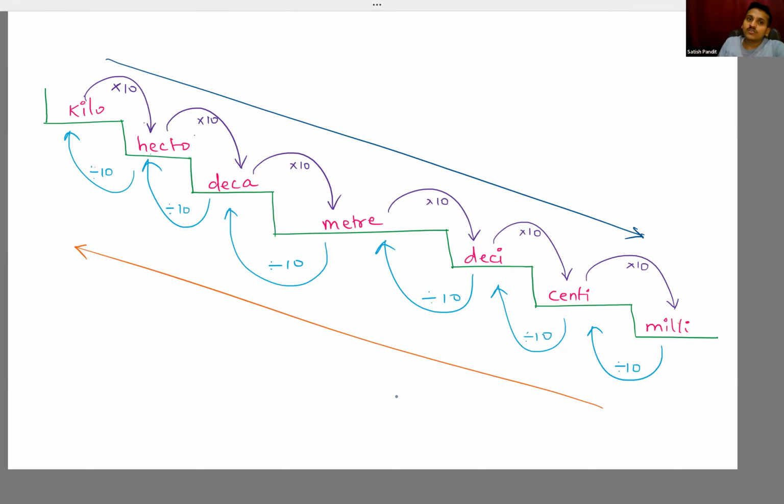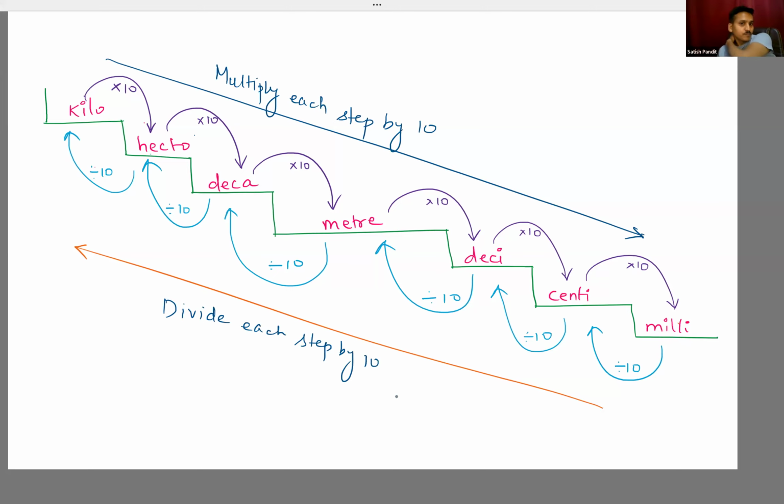So when we are going down, we have to multiply each step by 10. And when you're going up, we have to divide each step by 10.